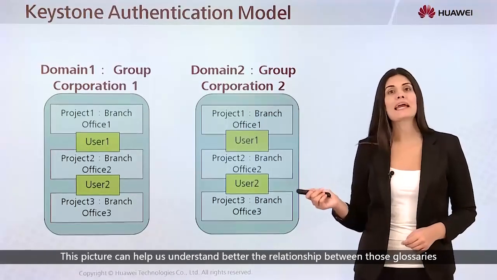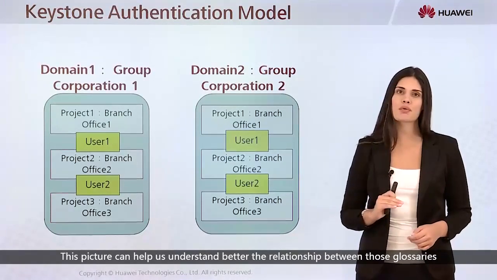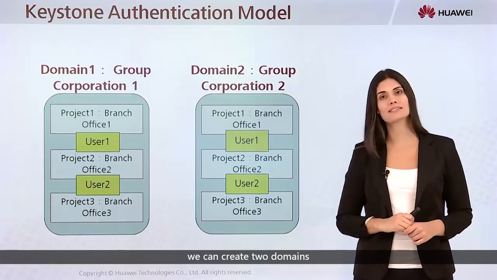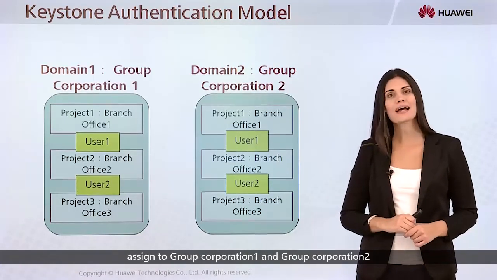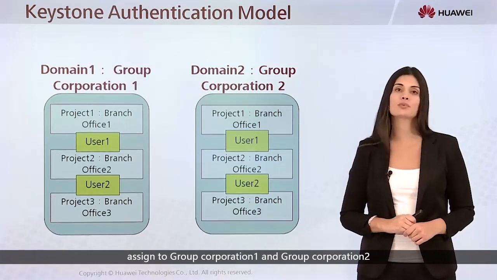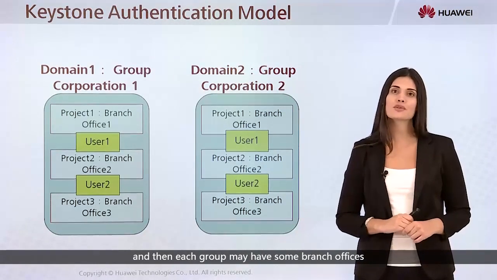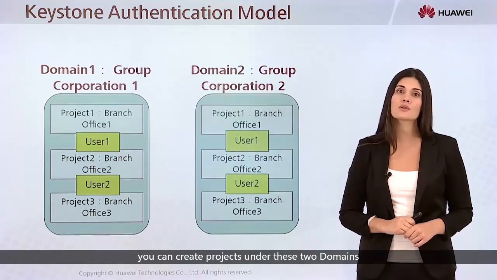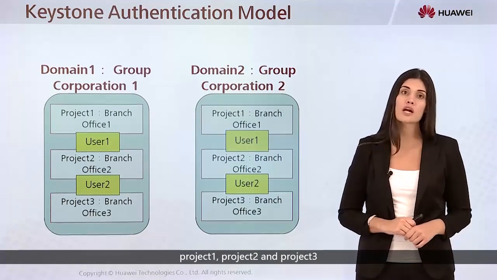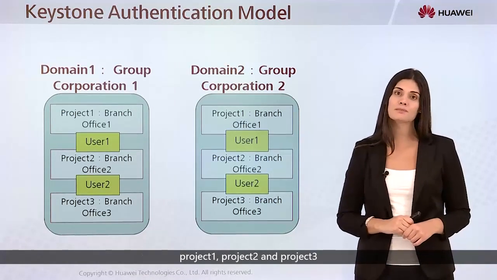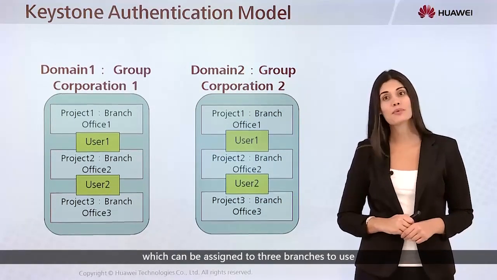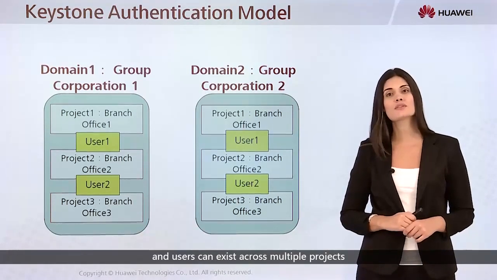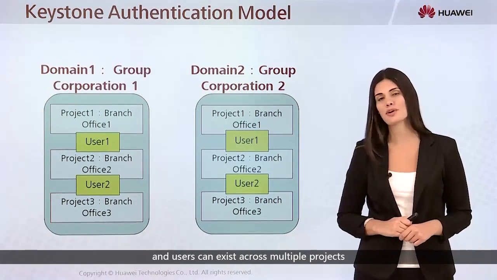This picture can help you better understand the relationship between those glossaries. First of all, we can create two domains, Domain 1 and Domain 2, assigned to Group Corporate 1 and Group Corporate 2. And each group may have some branch offices. You can create projects under those two domains, Project 1, Project 2, and Project 3, which can be assigned to three branches to use. Under the projects, you can create different users, and users can exist across multiple projects.